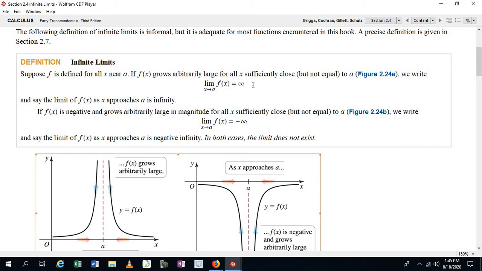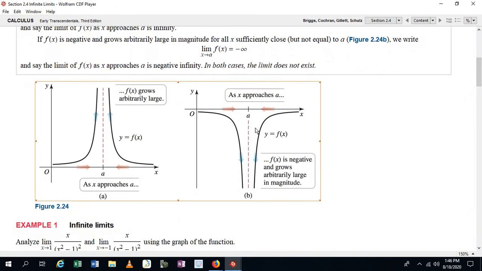Notice you can also say the limit doesn't exist, because in order for a limit to exist, it must approach a finite number. In this case, it's approaching infinity, which means it's not approaching a finite number. So it would be sufficient to say the limit doesn't exist. But if you want to be specific as to the reason why it doesn't exist, you would say that it's approaching infinity.